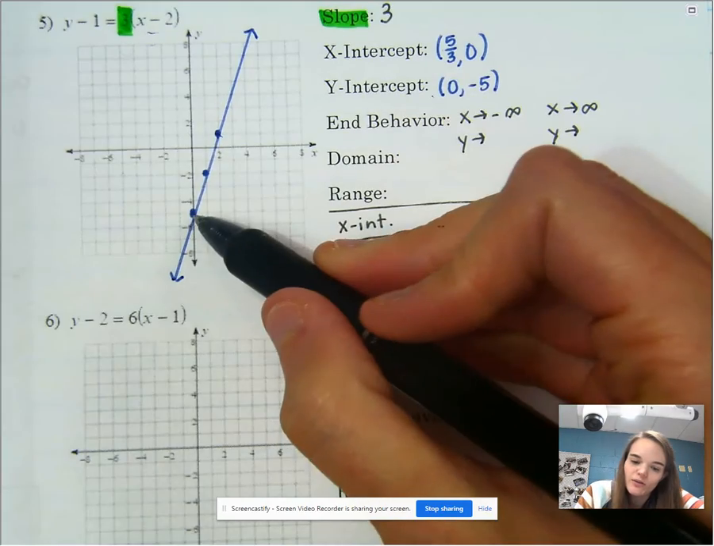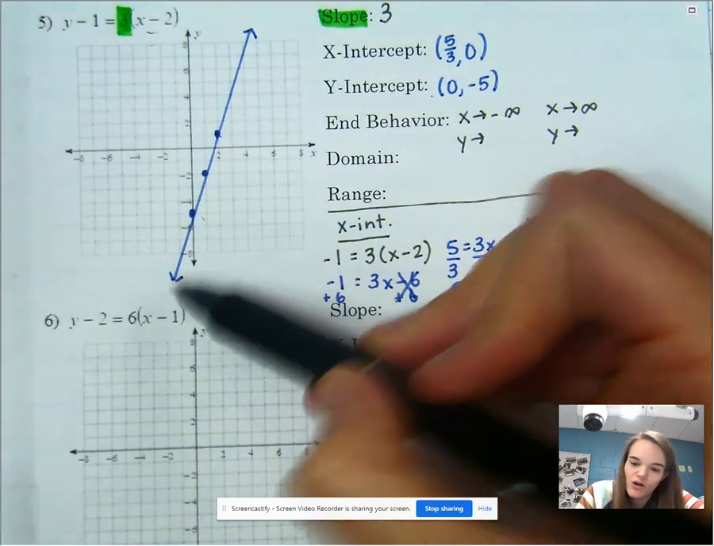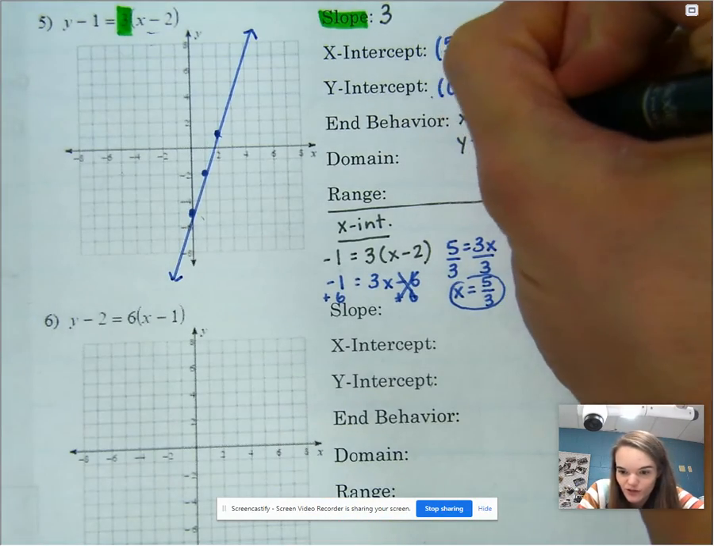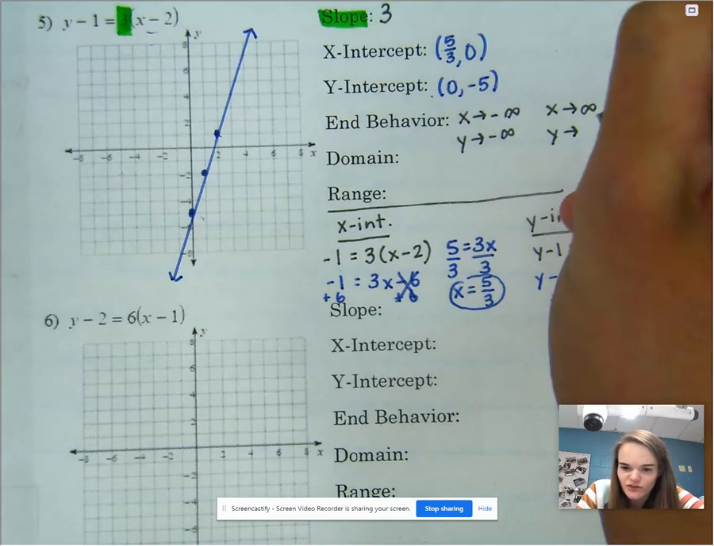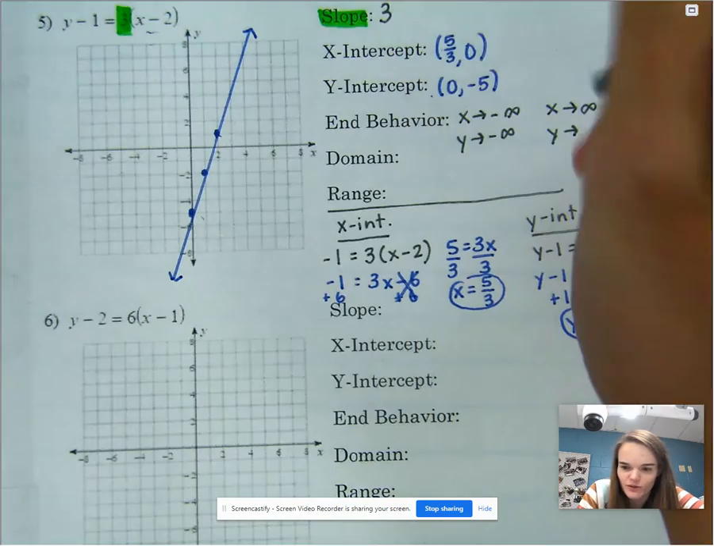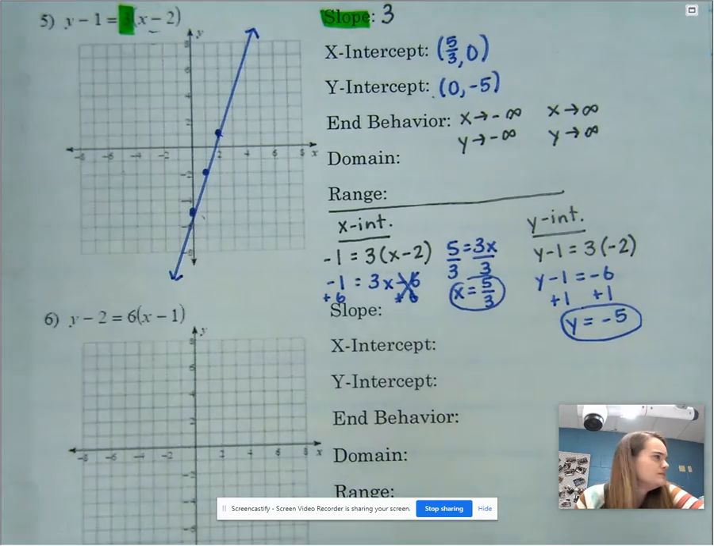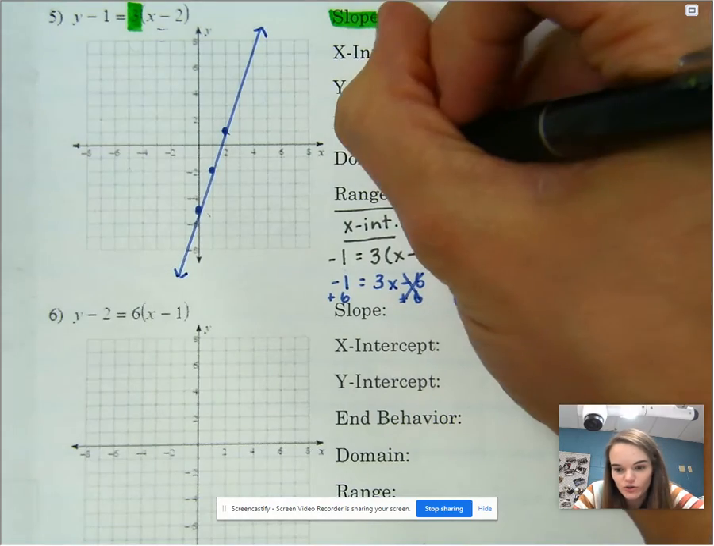Okay, when x is going towards the negatives, y is also going towards the negatives. Positive slopes, so they match. X is going towards the positives, y is going towards the positives. Okay, domain and range are all real numbers.